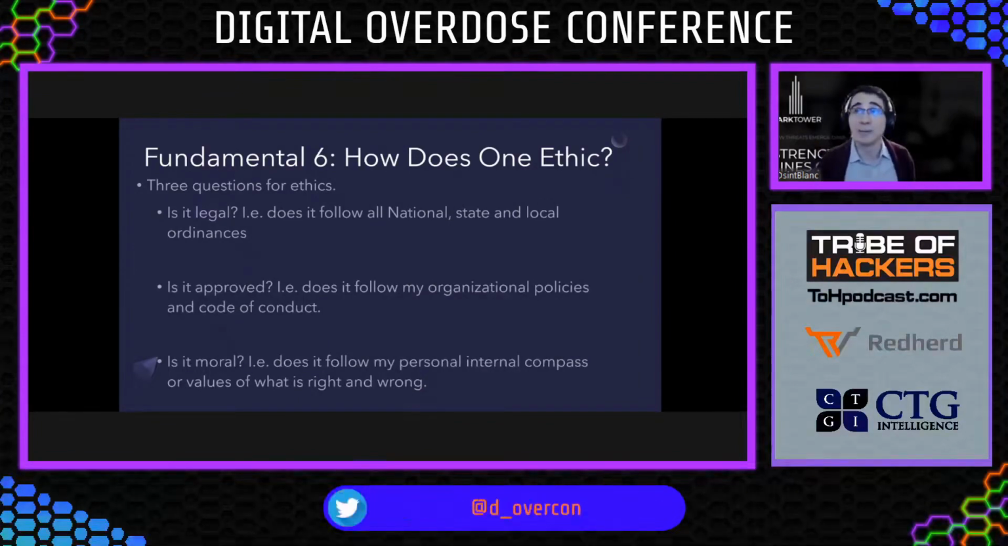And there are always conversations that could be had about policy. Is it moral is the last question, i.e. does it follow my personal internal compass or values of what is right and wrong? We have to wrestle with our personal morality and our personal value system in the context of doing this work.